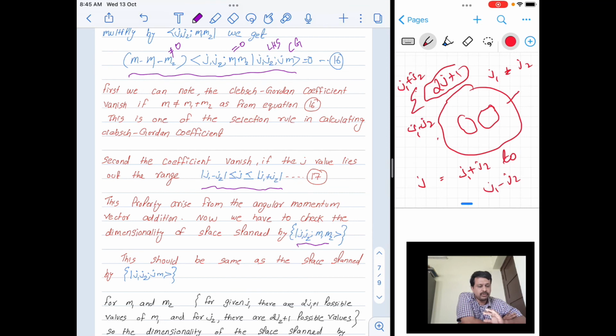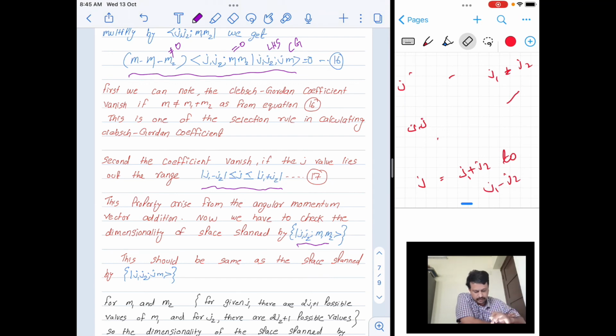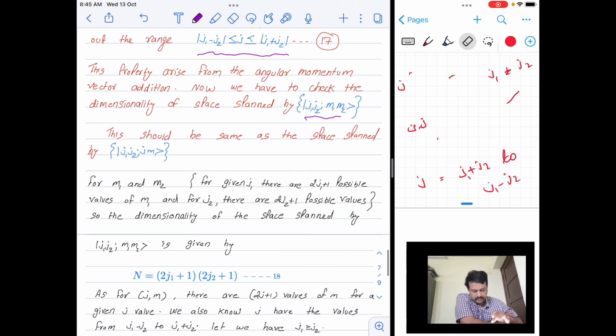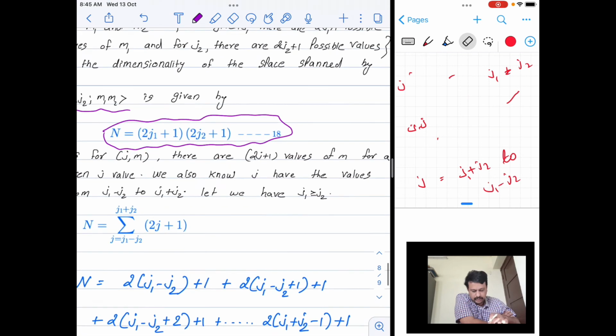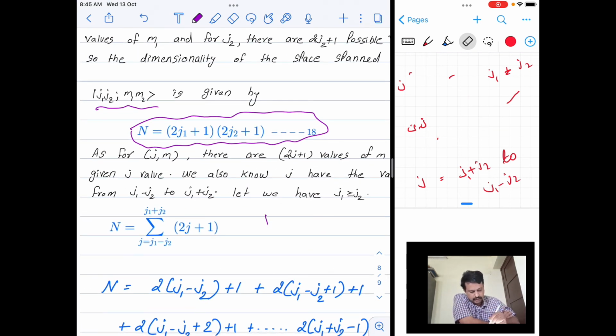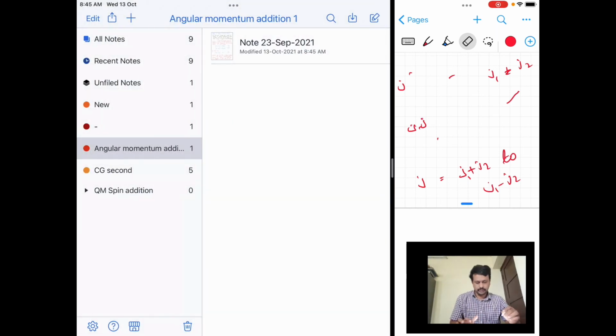Now we already have two types of dimensionality, so we have to prove that both are equal. You can clearly see the dimensionality of J1, J2, M1, M2 is given by this equation number 18, which we already obtained. Similarly for J1, J2 and J, M, the dimensionality should be N equal to the summation over J from J1 minus J2 to J1 plus J2 of 2J plus 1. Now we have to prove that.